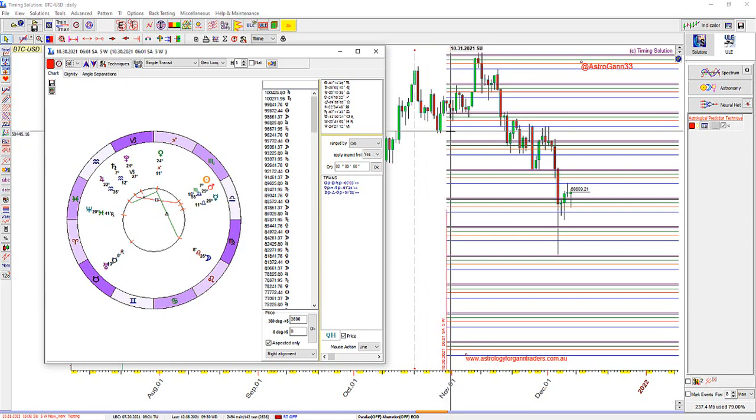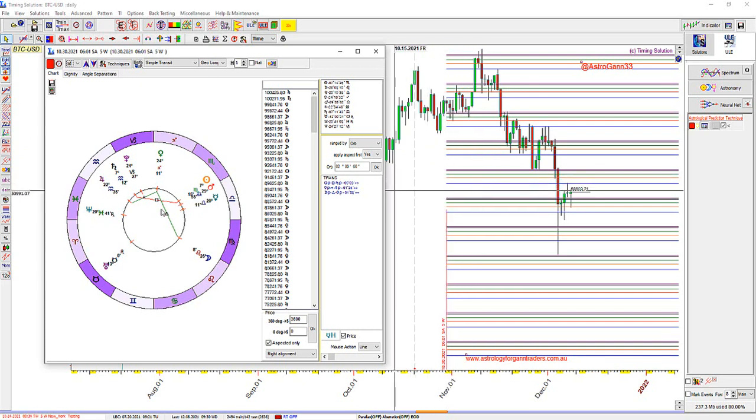Now, depending what sort of orb, I'm using two degrees. Obviously with the Sun, that would be a two-day orb. With Mars, because it moves slower, it would be a little bit longer. But anyway, you have to judge with the orbs, and let's keep it to two because I think it works well for this.